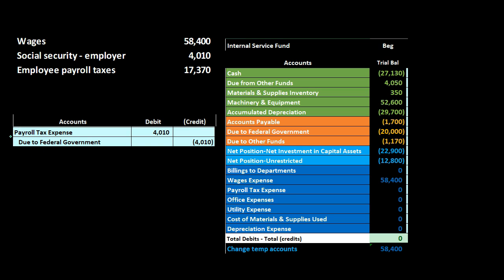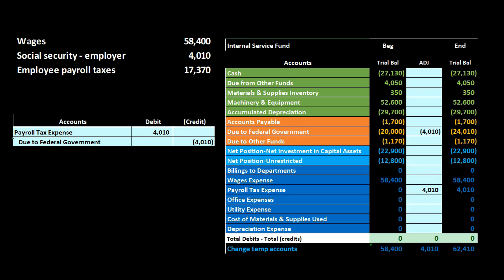Note the payroll tax expense only includes the employer portion, because the employee portion that we withheld from them that we're going to be paying to the federal government is really payroll expense. It's part of the wages expense, not the payroll taxes to us, because it's their payroll taxes that we just have to withhold on.